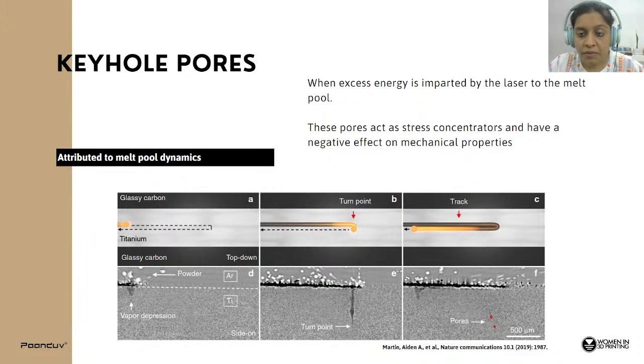Keyhole pores are generated when excess energy is imparted through the laser to the melt pool. These pores act as stress concentrators and have a negative impact on the material properties. You can see from this image, which I have taken from Nature Communications, that the probability of a pore existing at the turning side of the laser is comparatively higher than at other places, because that's where the energy is high and the scanning speeds are low.